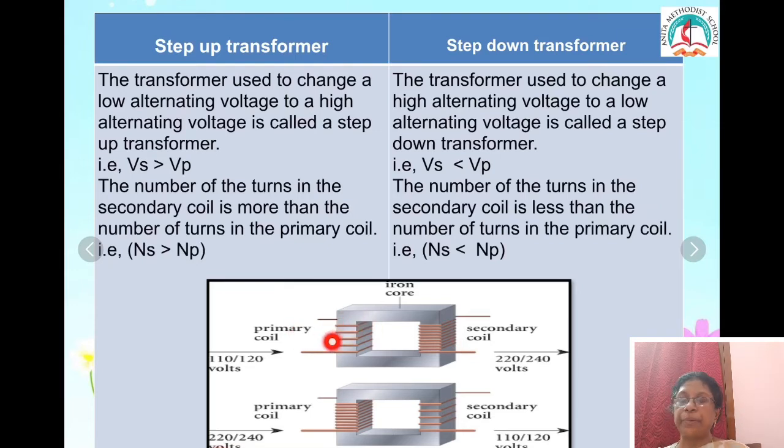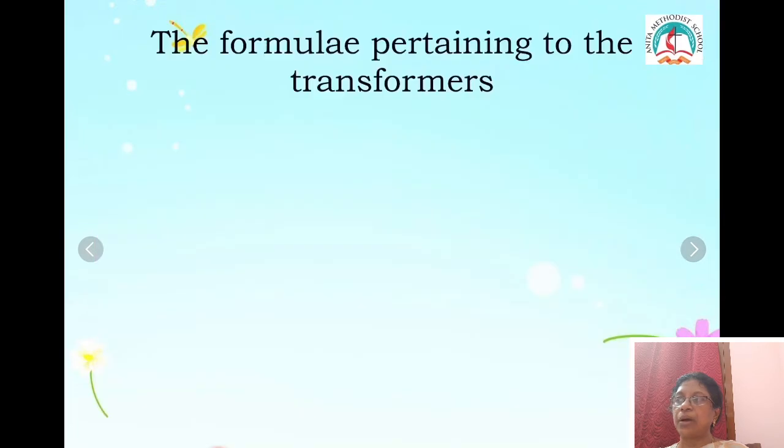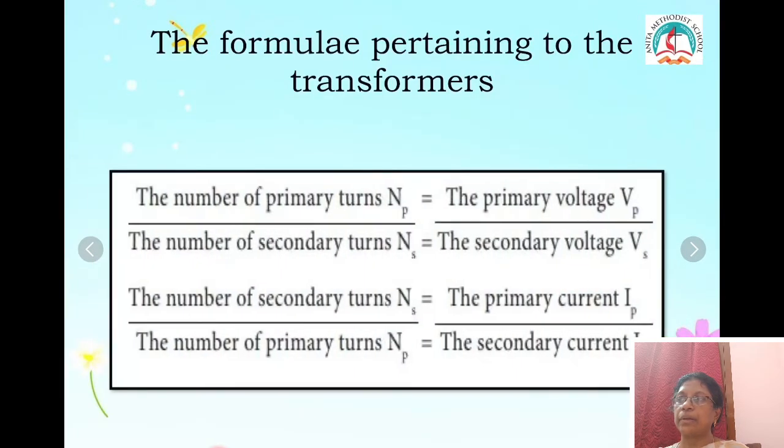So in a step up transformer, the number of turns in the primary coil is less and the number of turns in the secondary coil is more. In a step down transformer, the number of turns in the primary coil is more and the number of turns in the secondary coil is less. So these are the two types of transformer, step up and step down transformer.